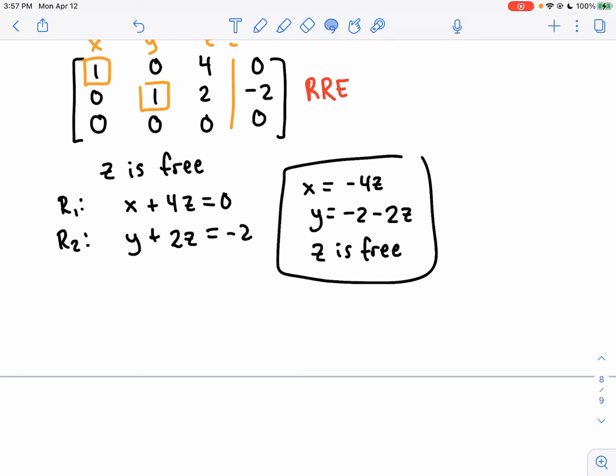For example, if z is 10, you can choose it to be 10. But then change both these z's to 10 and do these calculations, and that will tell you what x and y have to be at the same time. And then you let z be a different number, etc., and you get infinitely many solutions.